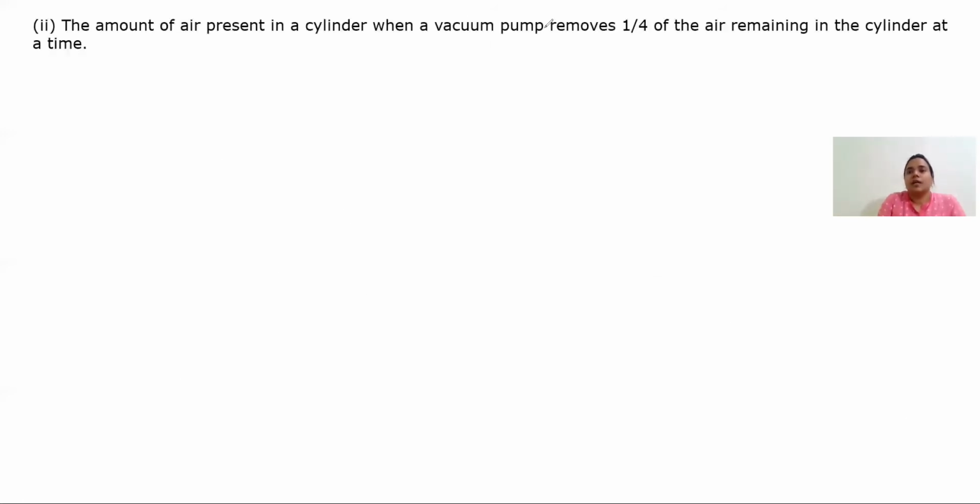Next question. The amount of air present in a cylinder when a vacuum pump removes 1/4 of the air remaining in the cylinder at a time. So let's suppose in the starting, the amount of air in the cylinder was 1.